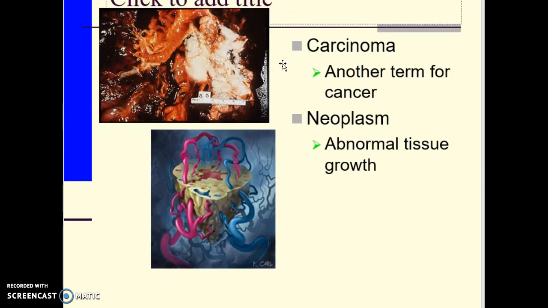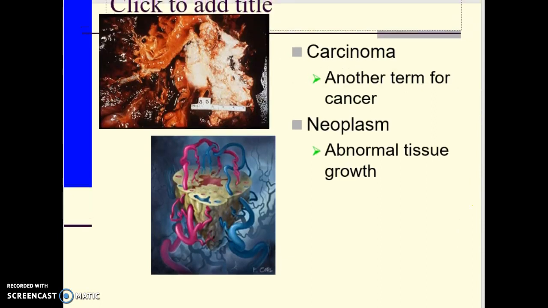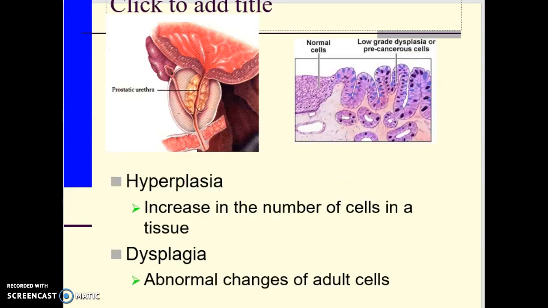Carcinoma is another name for cancer. So a carcinogenic is something that causes a carcinoma, which is cancer. Neoplasm is abnormal growth of tissue, or new formation of tissue. These are just some words you might hear. Hyperplasia, increase in the number of cells in the tissue. Dysplasia means that the cells themselves are dysfunctional.